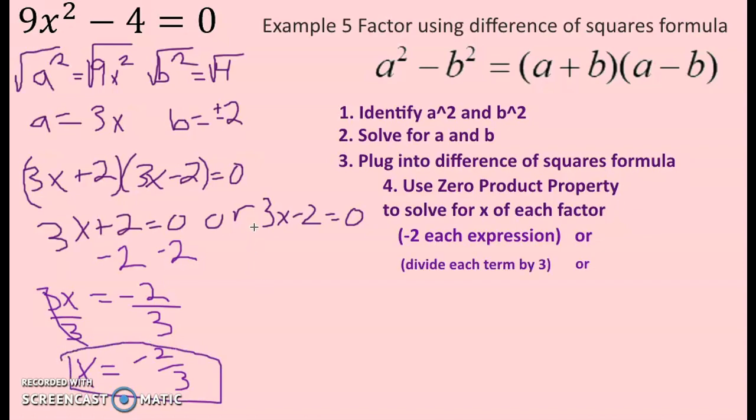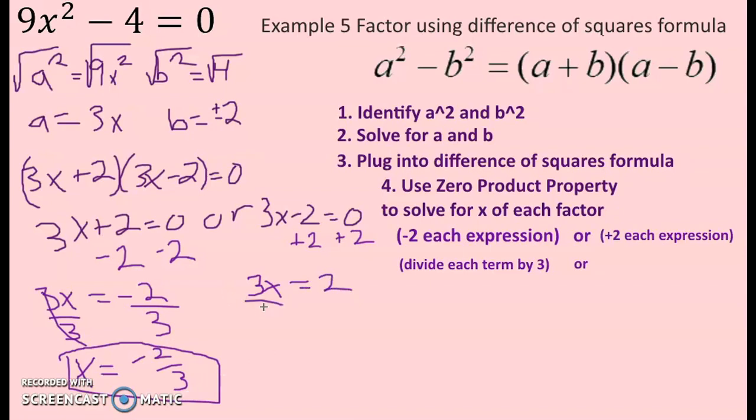And let's find the other one. 3x minus 2 equals 0. Add 2 to each expression. So then we have 3x equals 2. And then divide each term by 3. 3x divided by 3 is 1x. 2 divided by 3 is 2/3. So we have x equals 2/3.